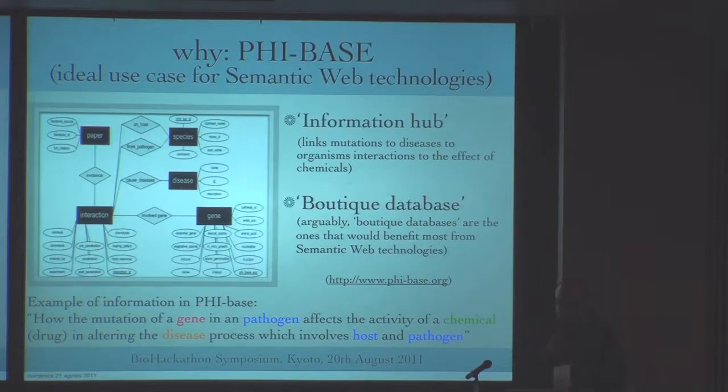So this is just an example of information using Firebase. Like how the mutation of a gene and a pathogen affects the activity of a chemical in affecting the disease process, which involves host and pathogen. Okay? So it's pretty complex information to model. So okay, let's try to see whether with semantic web technologies we can actually do something with this database, no?